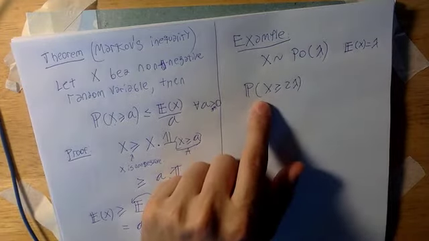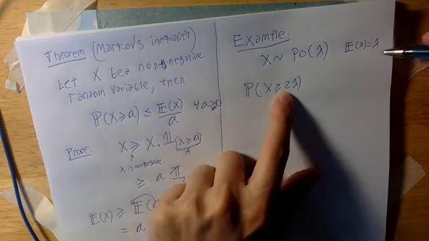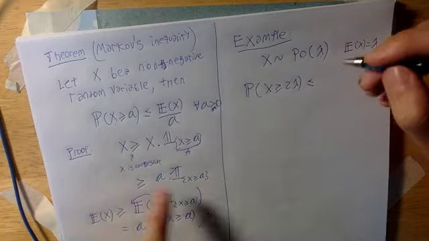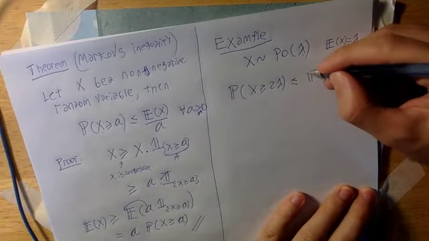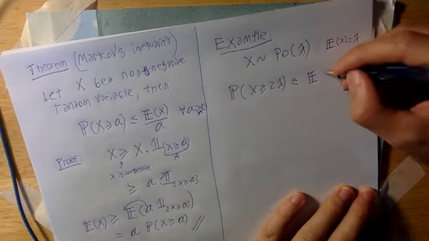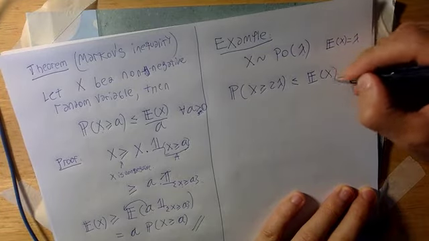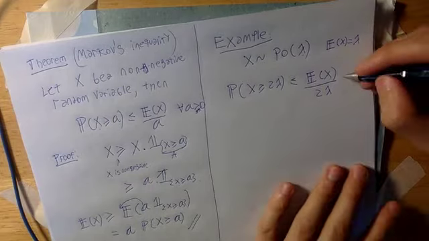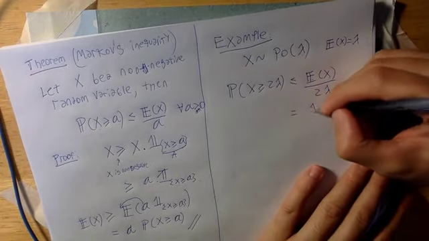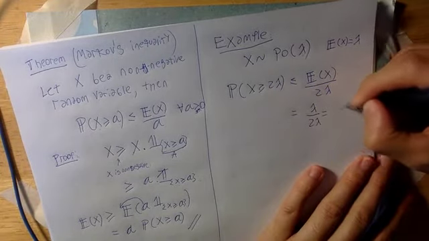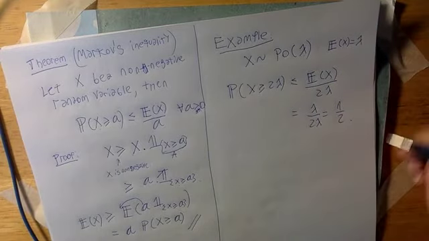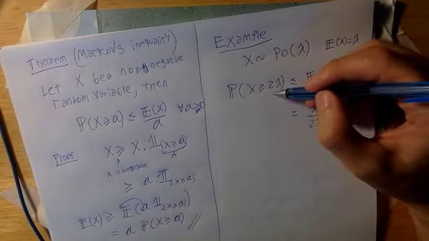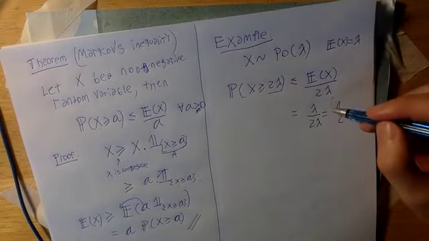what we have is that the probability of X bigger or equal than 2 lambda, by the previous Markov's inequality, is going to be less or equal than the expectation of X over 2 lambda. But the expectation of X is equal to lambda, over 2 lambda, which is exactly equal to 1/2. So the probability that you are actually bigger than 2 lambda is less than half.